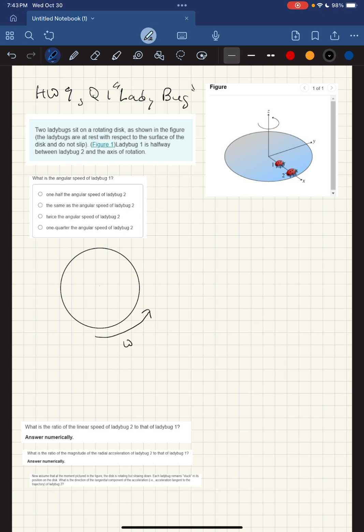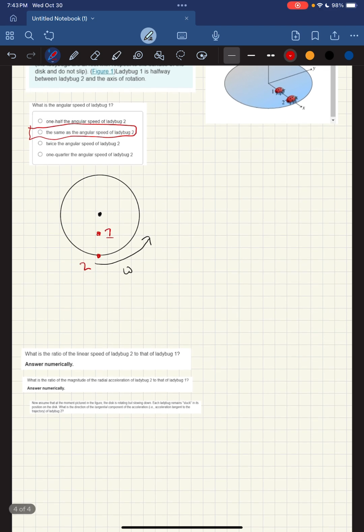Everything is measured from the center of rotation, which we're assuming is here. Ladybug 1 is here, and ladybug 2 is here. They're both rotating at the same angular velocity w. So for this question, it would be this choice. It would be the same velocity.